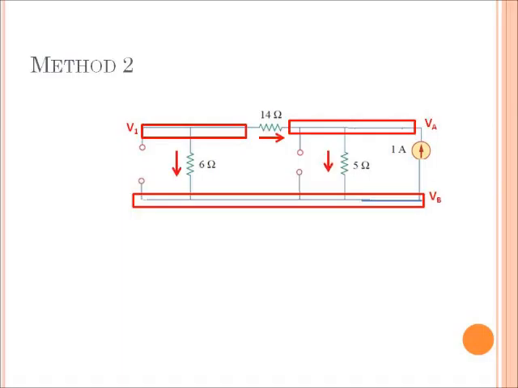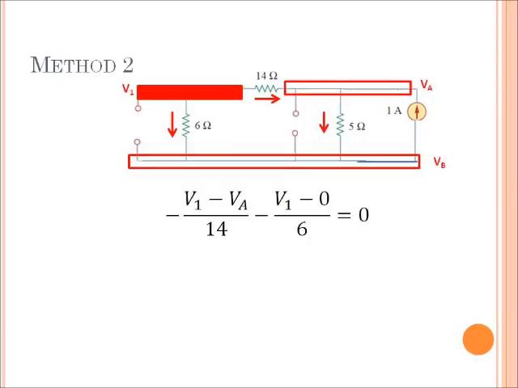Next, we need to decide which way we think the current is going. It doesn't matter what we choose, just stay consistent and the math will work itself out. For node V1, we have current leaving, so negative V1, heading to VA over 14 ohms. We also have current leaving heading to ground over 6 ohms. Setting this all equal to 0 gives us the following equation.